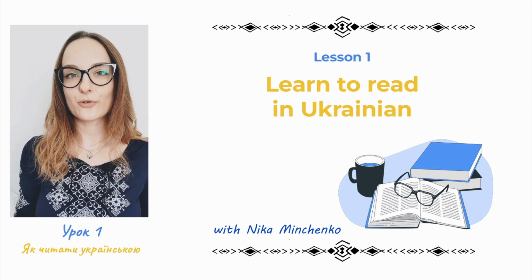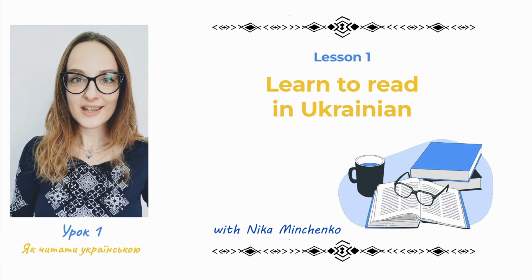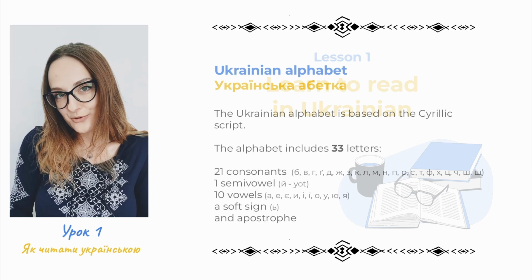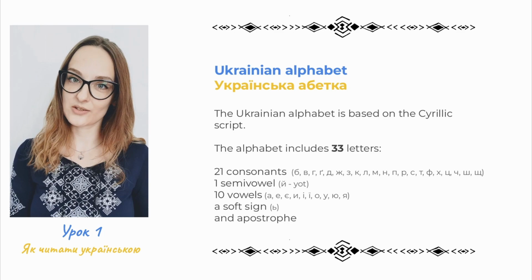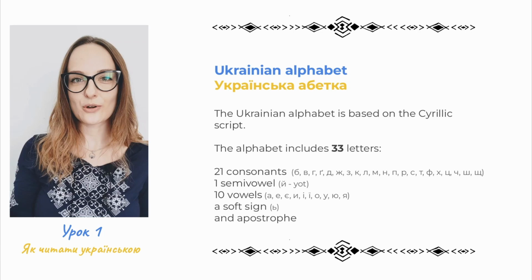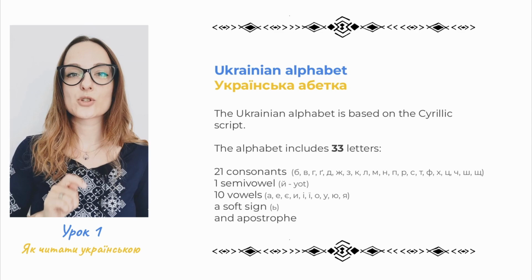And today we will learn how to read in Ukrainian. So, we will begin with the Ukrainian alphabet, of course. Українська абетка. The Ukrainian alphabet is based on Cyrillic script and includes 33 letters: 21 consonants, 1 semi-vowel, which is sometimes also described as a consonant, 10 vowels, 1 soft sign, and an apostrophe.